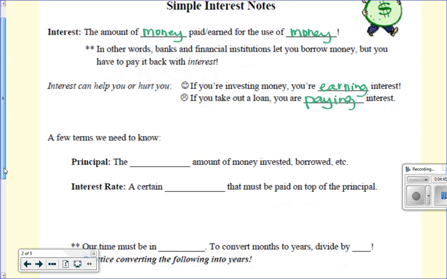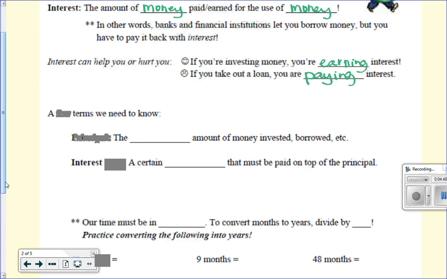All right, so a few more terms we need to know is the principal. The principal is the original amount of money that you invest, that you put into an account to invest, or it's the amount that you're borrowing. Okay, that's your original amount, that $1,000 that I gave as an example. Okay, your interest rate, that's a certain percent. So the interest rate will be a percent, principal is gonna be a dollar amount. So your interest rate is a certain percent that must be paid on top of the principal, or the percent that you're going to earn, if you're investing. So it can go either way.